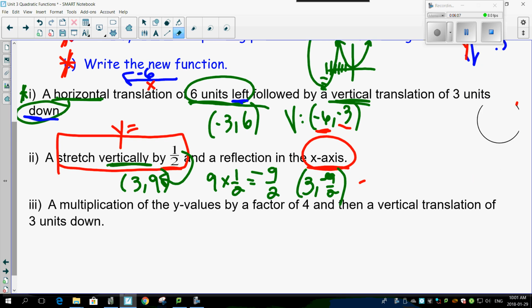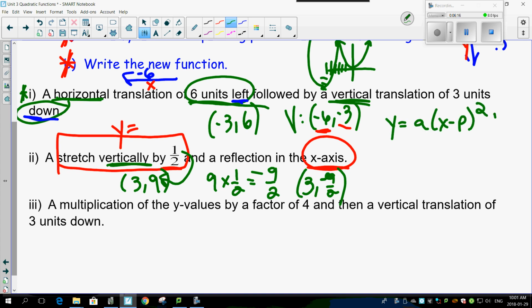Well, the new formula is still based on the vertex formula that we're used to, y equals a(x minus p) squared plus q. Remember, our original was y equals x squared. Now, here's the tough part. P here, we didn't move left or right, so p is 0. The q here, we didn't move up or down, so that's a 0. So we're still playing with y equals a x squared, right?